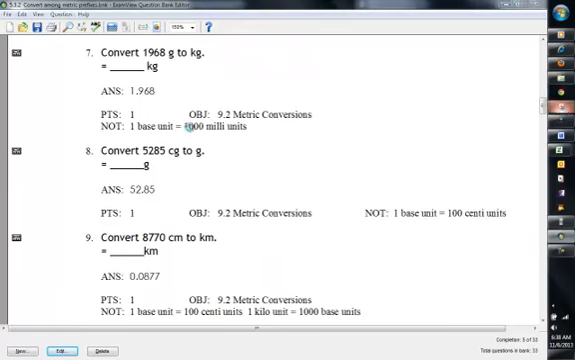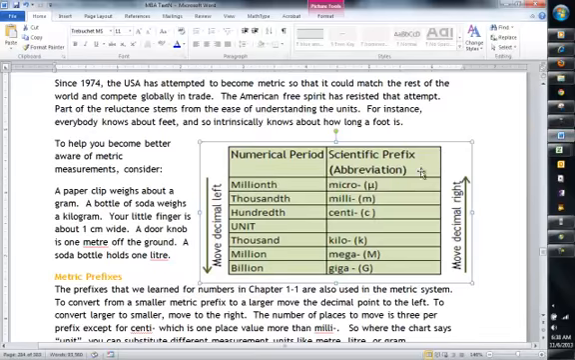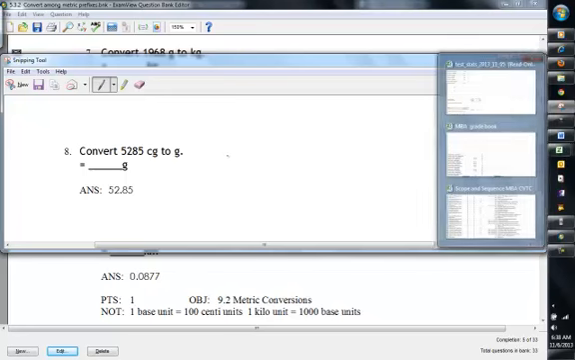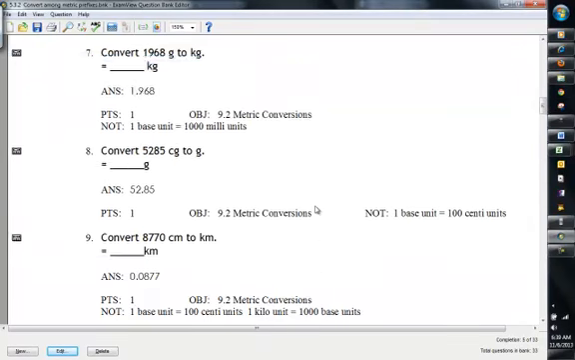Next one, convert centigrams to grams. The only time we pay attention to the centigrams row is when we're dealing with centigrams. In this case, we're going from centigrams to grams, move the decimal point to the left, and centi, we would move it 2 places to the left. So 5.285, 2 places to the left makes it 52.85. Or we could say 5.285 centigrams times 100 centigrams is 1 gram.